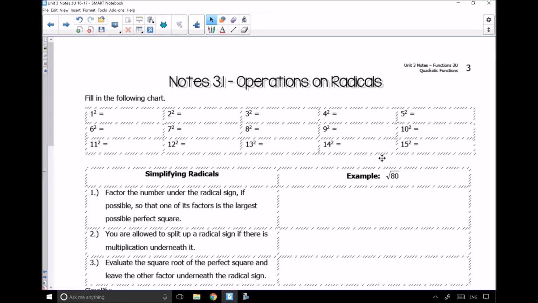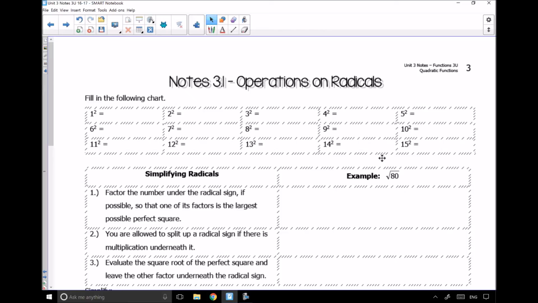Ladies and gentlemen, we are looking at notes 3.1, which are on operations on radicals. So the first thing I want you guys to do is to fill in the following chart. And I'm going to actually have you pause the video and see if you can fill in as much as you know without a calculator. So don't use a calculator to fill this in. I want you to see what you know.